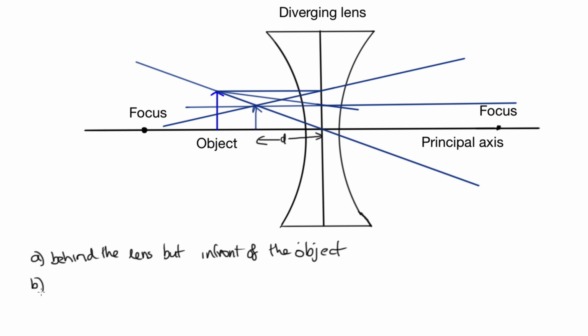And then part B asked us if it was real or virtual. Well, the light rays actually pass this way, and so they're not actually passing through this point here, which makes it a virtual image.